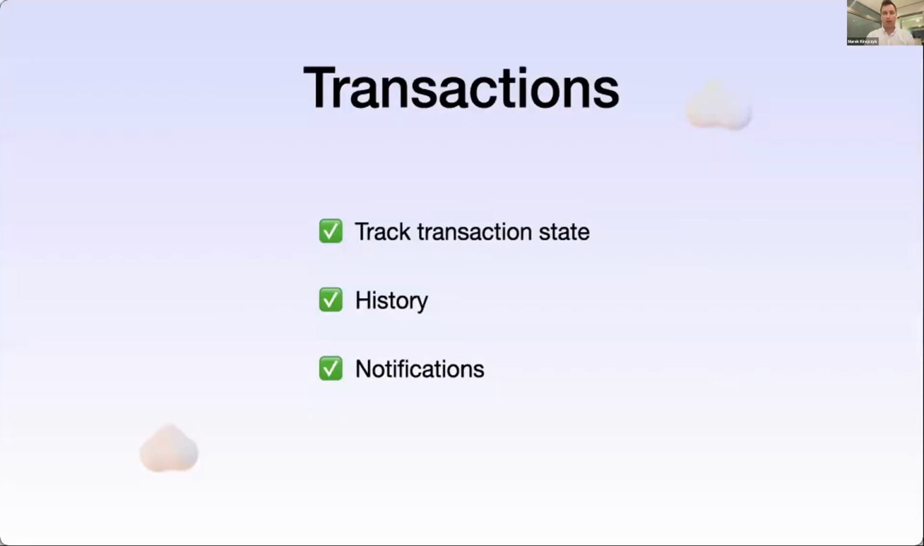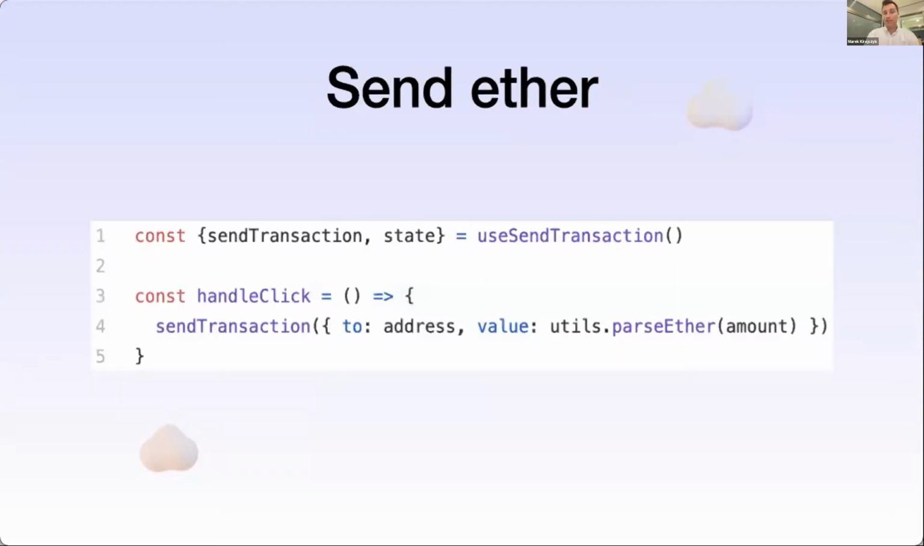Good. So we talked about connecting to the blockchain, and we talked about reading the state from the blockchain. Now we're gonna talk a little bit more about making transactions. So here's an example. We're gonna send a transaction. What we're gonna use for that is we're gonna use a hook.